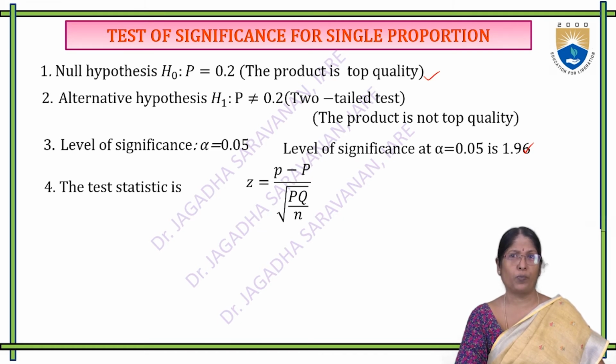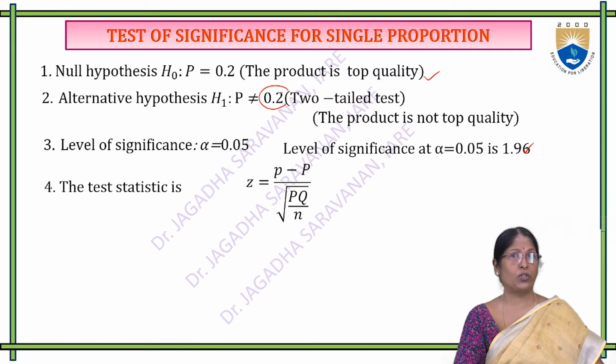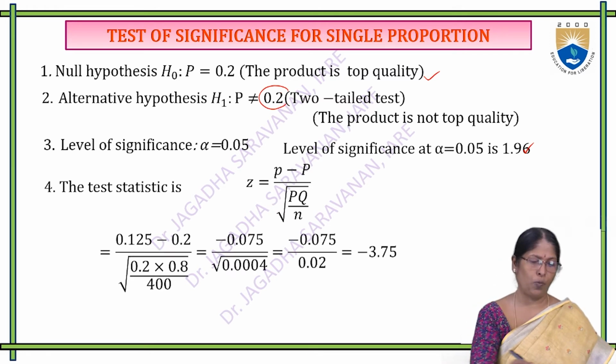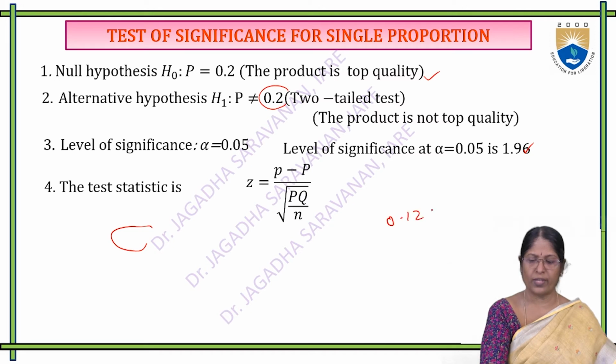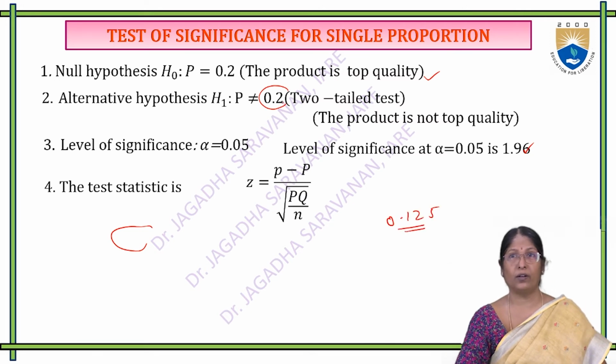Suppose in this particular problem, instead of not equal, we consider that the population proportion is 0.2 and the sample proportion is lower. If the sample proportion is less than the population proportion, is it possible to reject in another way in this problem? Yes, it is possible. The sample proportion is less than the population proportion, so we can go for the left tail also.